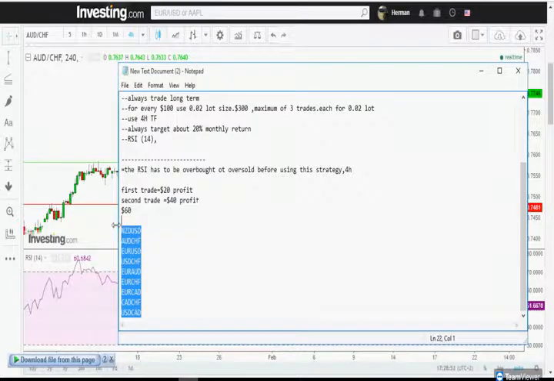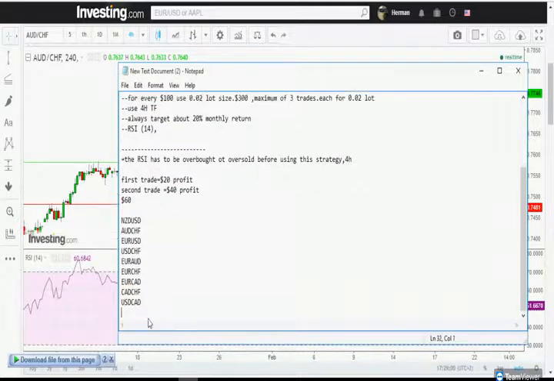This strategy doesn't work on all pairs. It doesn't work on JPY pairs. Don't ever try it on JPY pairs. And it doesn't work on GBP pairs, although I think it does work on GBP/USD only. But the other GBP pairs, don't try them. Only GBP/USD. JPY pairs, don't trade them.